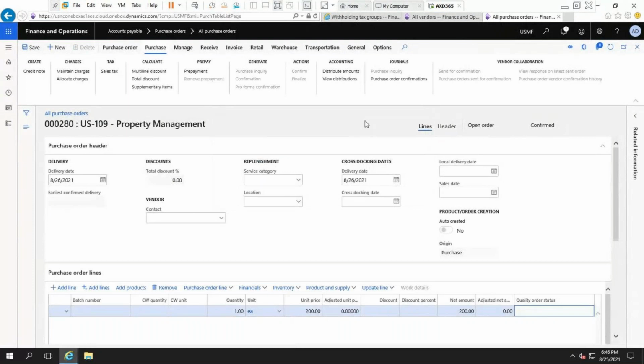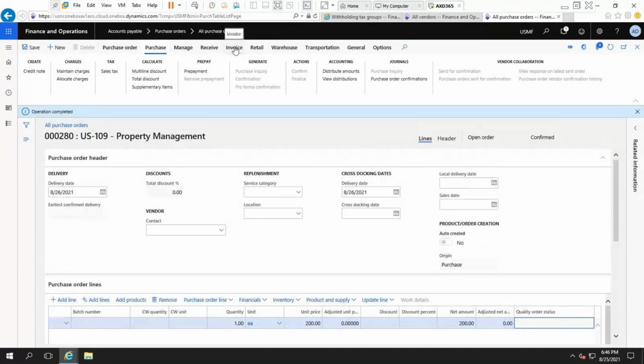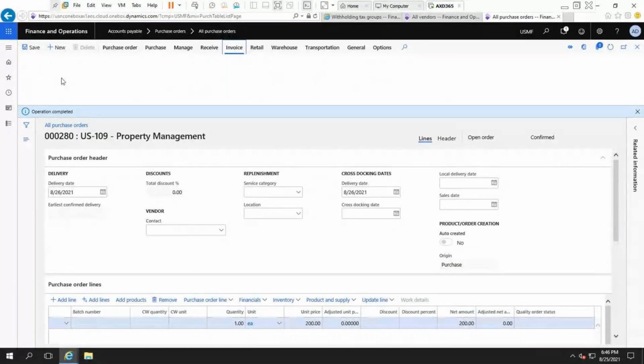Okay, now I'm doing the invoice. There is no receiving material. It is only services. So for that, I have received an invoice copy from my property management vendor. I'm doing the invoice.